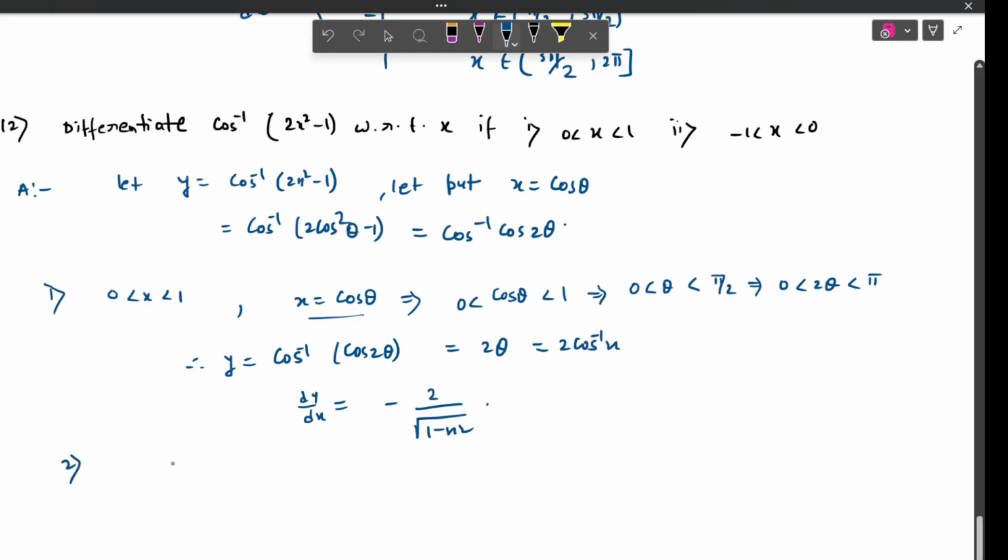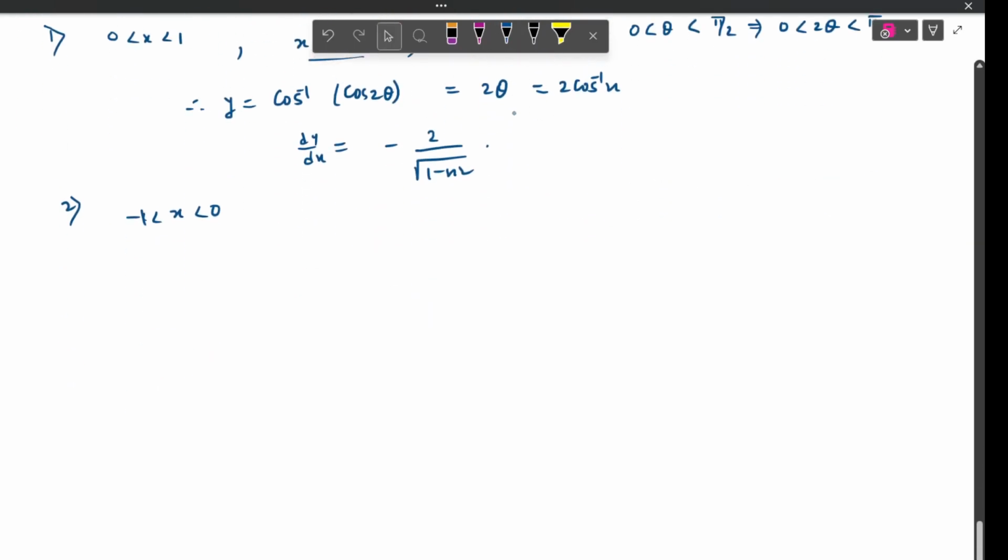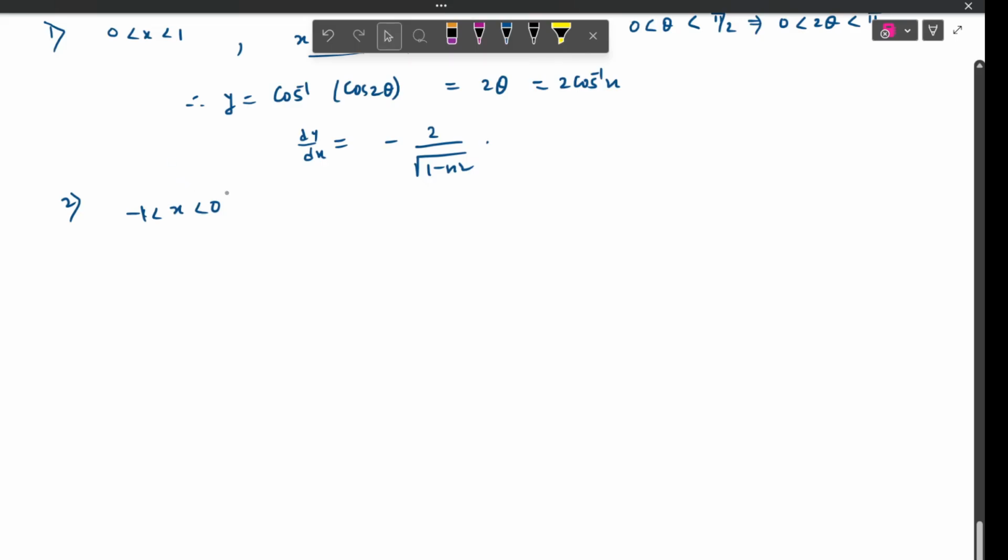Now, number 2 question is x varies from minus 1 to 0. Minus 1 to 0. Now, let's solve this. We know x is cos theta.